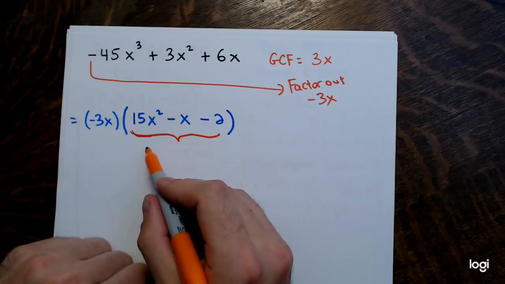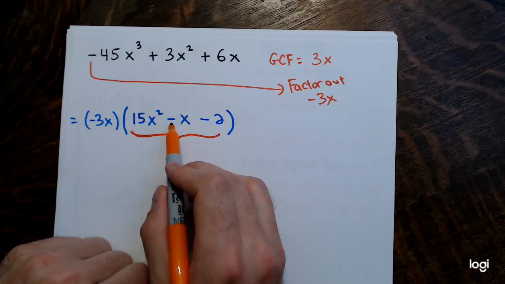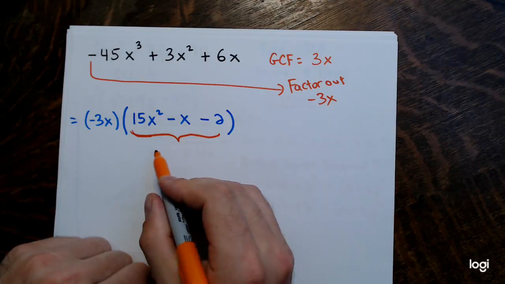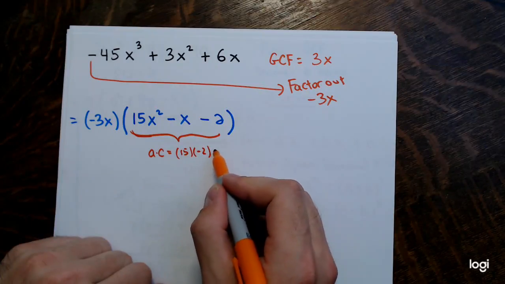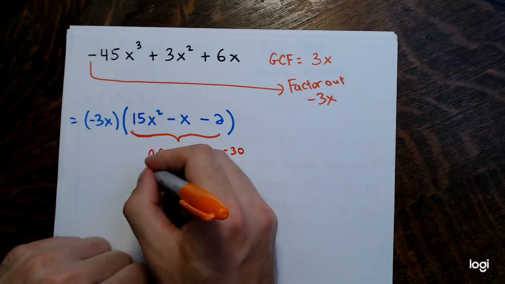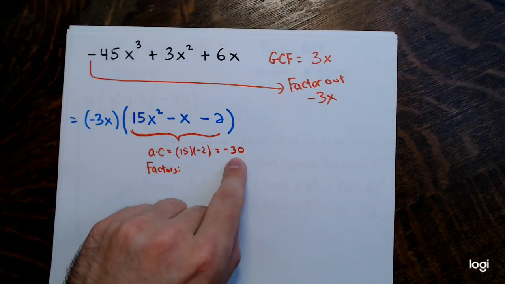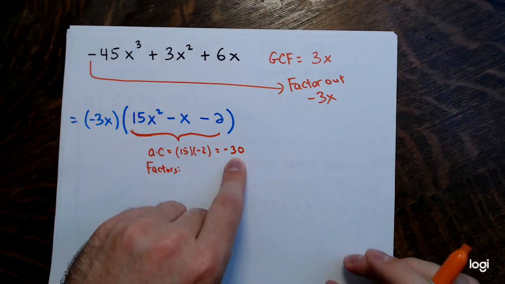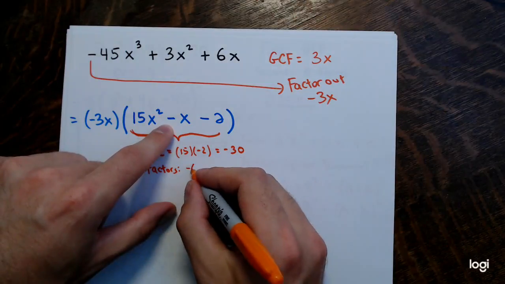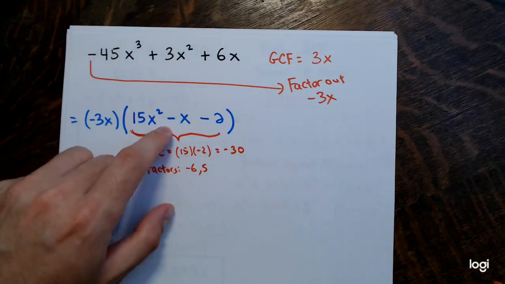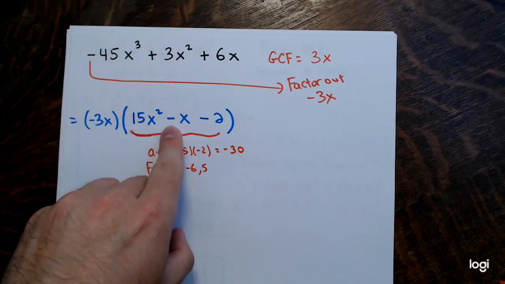And again, this is in that form, the ax squared plus bx plus c, where a is 15, b is negative 1, c is negative 2. So I'm going to take a times c, right? 15 times negative 2 is negative 30. And then what I'm looking for is a pair of factors of negative 30, 2 numbers that multiply to be negative 30, but have a sum of negative 1. And that'd be negative 6 and positive 5, I hope you can see. Right? Negative 6 times positive 5 is negative 30. Negative 6 plus 5 is negative 1.